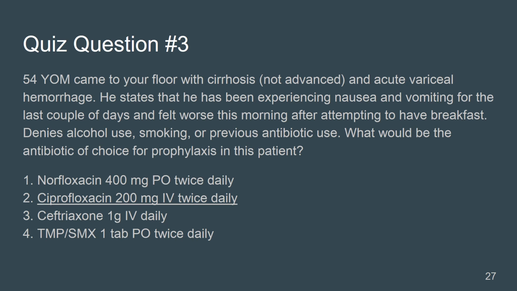And if you guessed option 2, you would be correct. So ciprofloxacin 200 milligrams IV twice daily was going to be the best choice in this patient. Norfloxacin would be appropriate, however it's not available in the U.S. Ceftriaxone would be a good option if the cirrhosis was advanced or if we were worried about quinolone resistance. And then Bactrim can also be an option, however this patient does not appear to be tolerating PO right now.